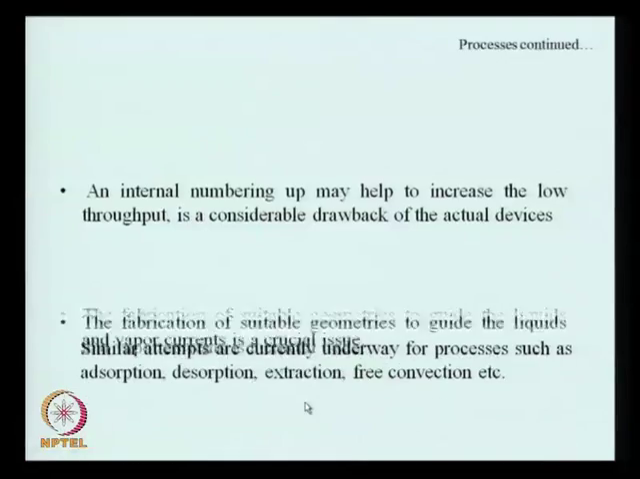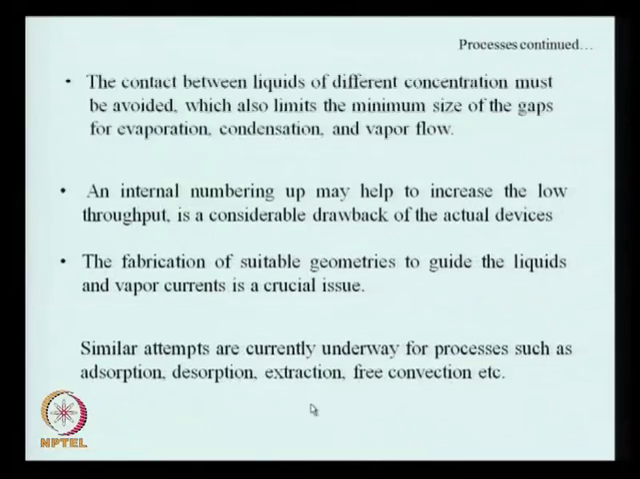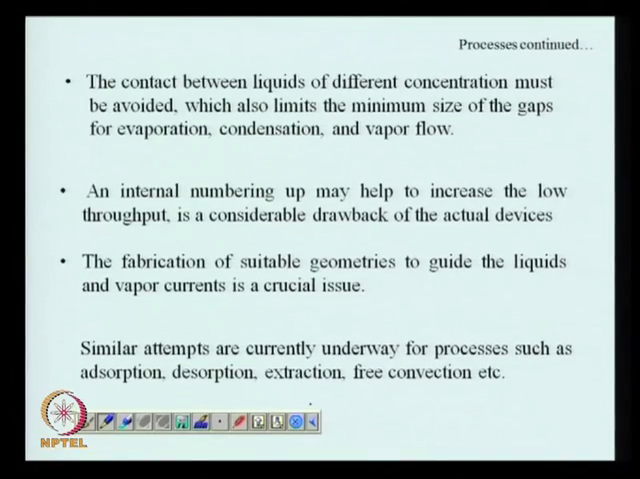Okay. Now, one way to address such a thing is: can we do internal numbering up? Internal numbering up can help to increase the low throughput, but the moment you do internal numbering up, the proper, equal distribution of liquid into many channels is another fabrication issue, another problem that has to be looked into.